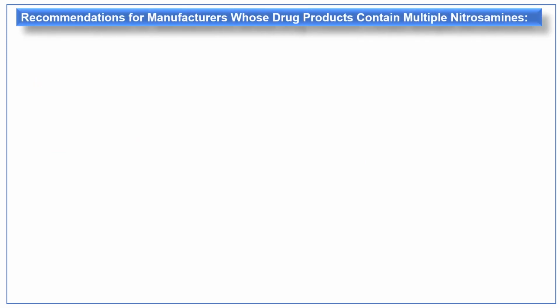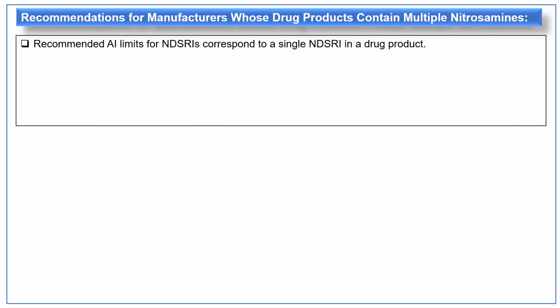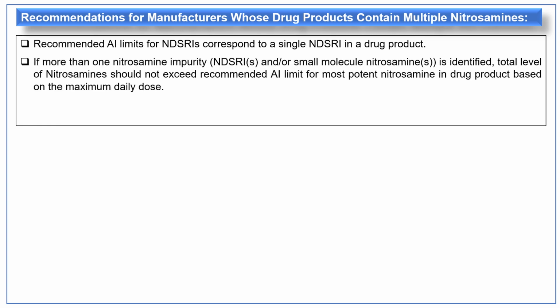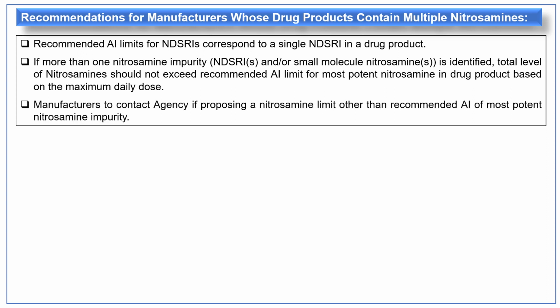Recommendation for manufacturers whose drug product contains multiple nitrosamines. The recommendations made in these AI limits are for NDSRIs that correspond to a single NDSRI in a drug product. If more than one NDSRI is present, the total level of nitrosamine should not exceed the recommended AI for the most potent nitrosamine. Manufacturers may contact the agency if they are proposing any concept other than the most potent AI limit.